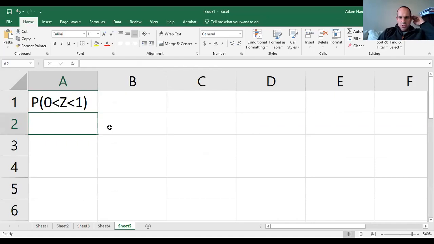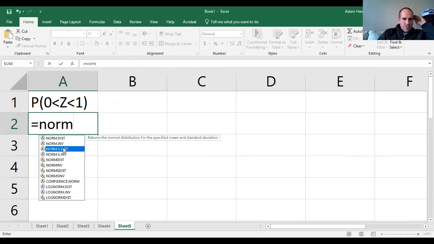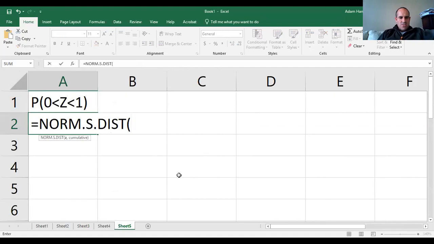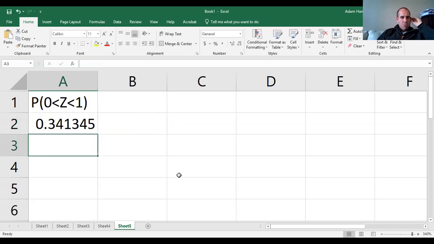Well, it's going to be equal to the normal standard distribution. What's the z I'm interested in? 1. And I do want the cumulative. Minus, and now I just want the probability below 0, but we actually know what that is. We could plug it into the cumulative distribution function and get it that way, but I don't have to do that. I can just say that's 50%. And I get 0.34. Does that make sense? I get 0.341 whatever.